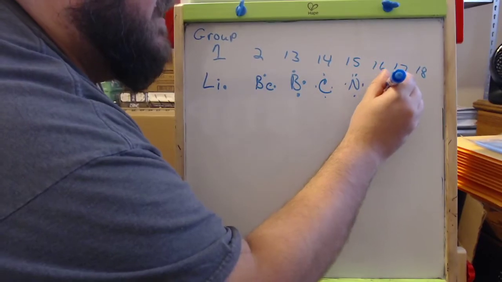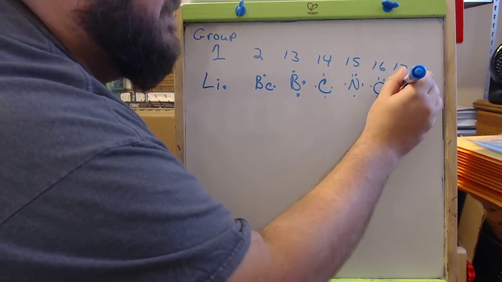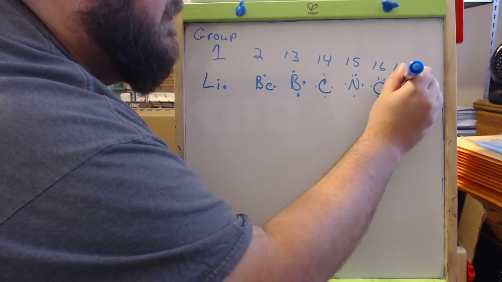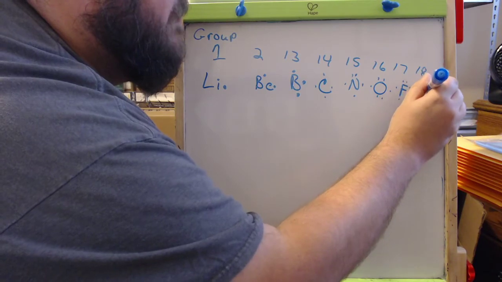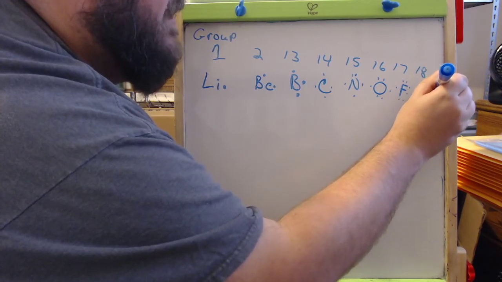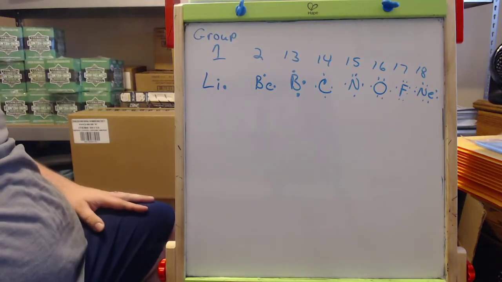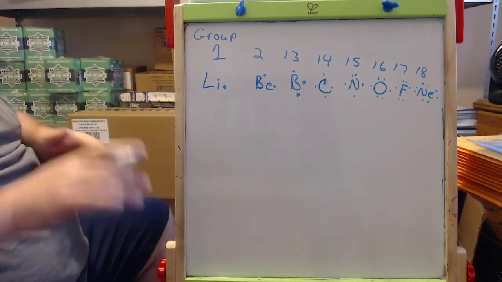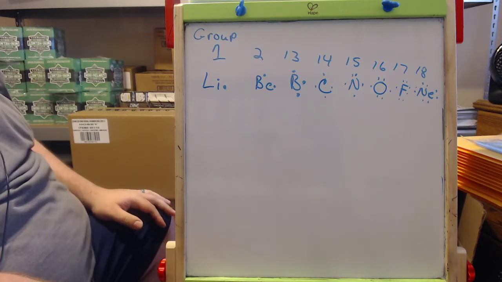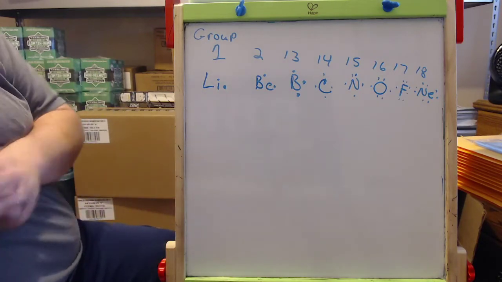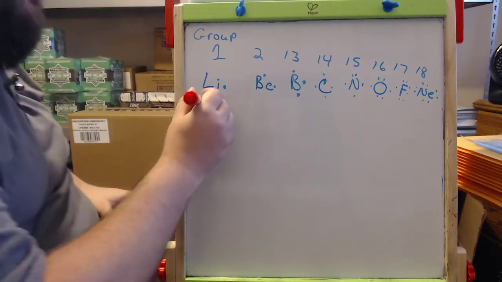Group 15 has 5. Group 16 has 6. Group 17, which is fluorine, has 7. And group 18, which would be neon, has 8. Okay. Now, let's go right below it. And this is why they're families, and this is why they act similar.